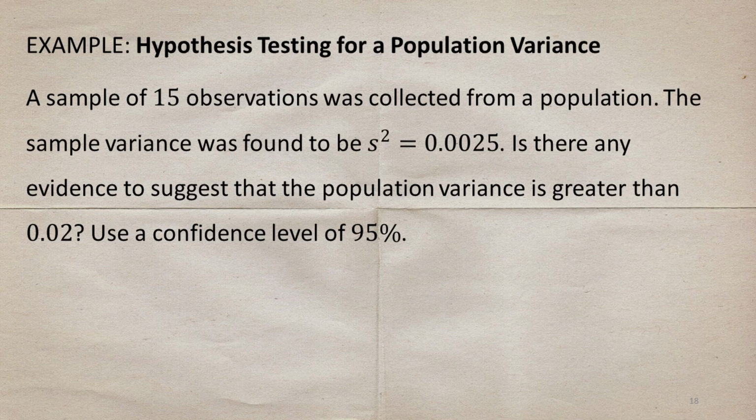Time to work an example on hypothesis testing for a population variance. A sample of 15 observations was collected from a population. The sample variance was found to be S squared equals 0.0025. Is there any evidence to suggest that the population variance is greater than 0.02? Use a confidence level of 95%. Pause the video and try it using the cheat sheet provided in the text.